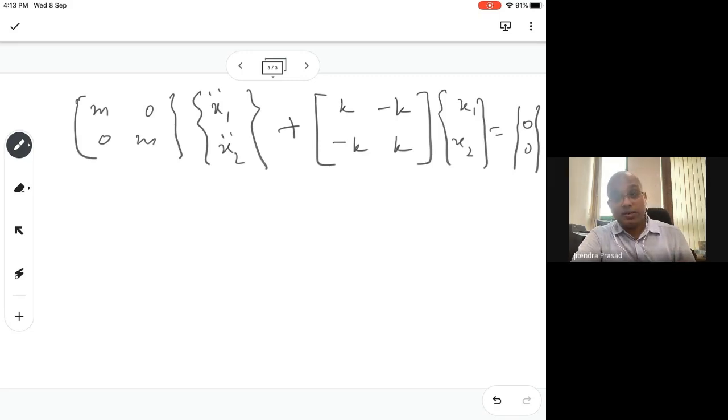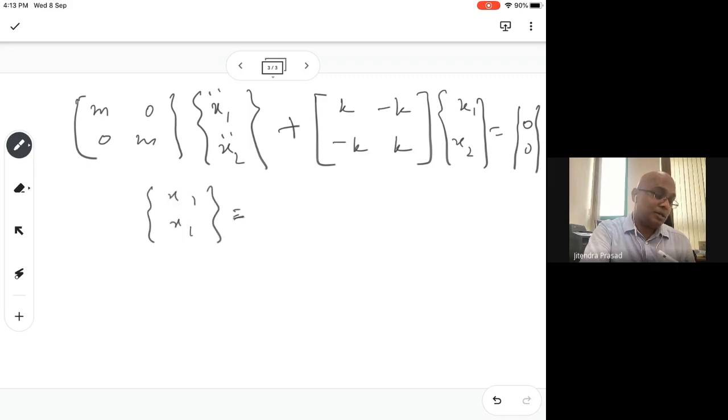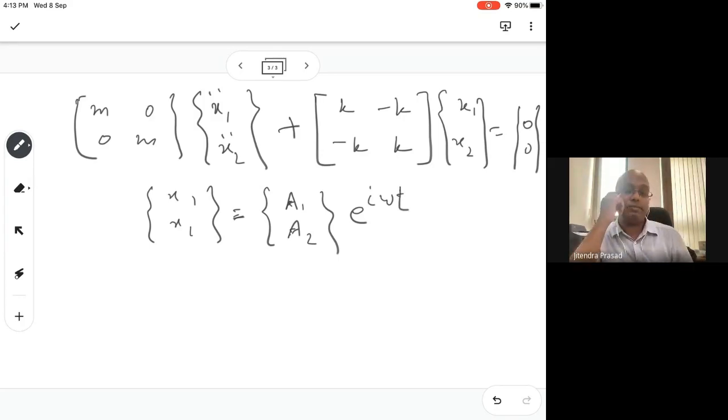So how to do it? As in the lectures, you can assume the value x1, x2 is equal to a1, a2 times e to the i omega t. For a spring-mass system, you can assume it like this. Then if you put these values here, you can find out what you get.